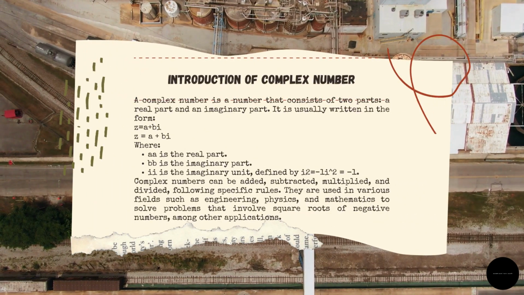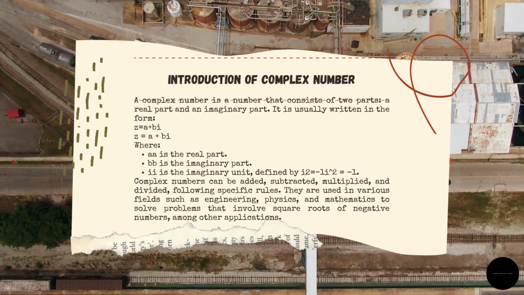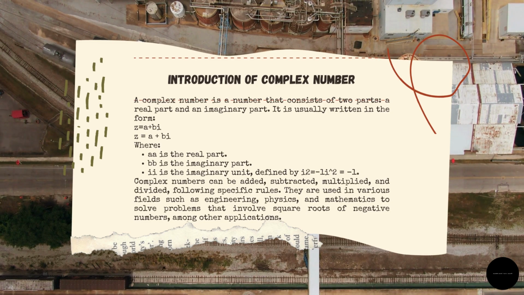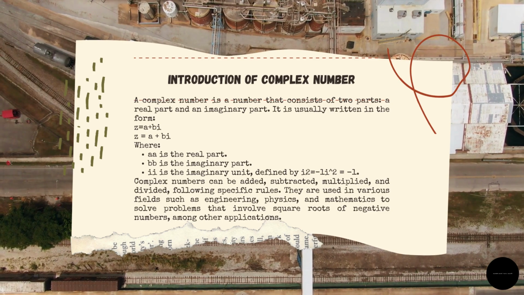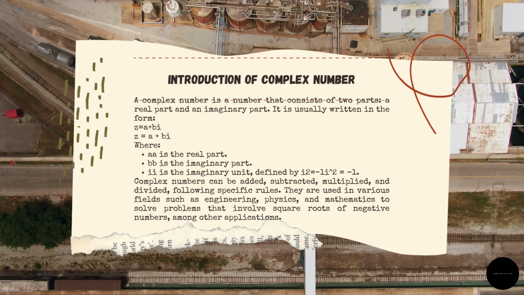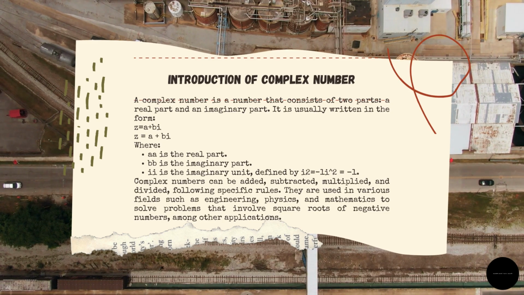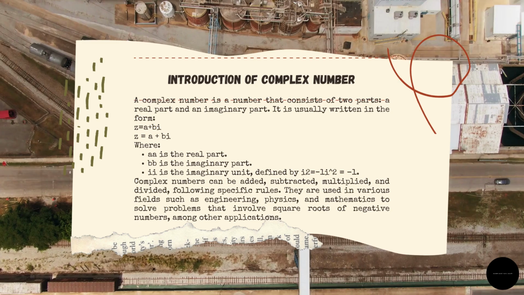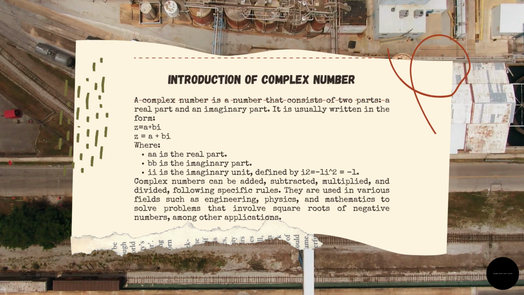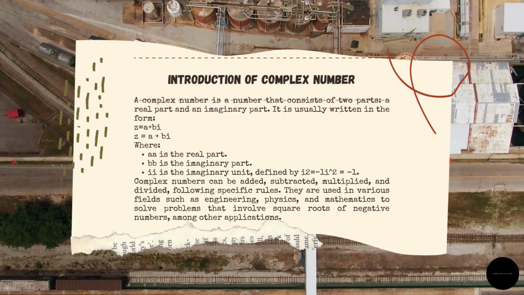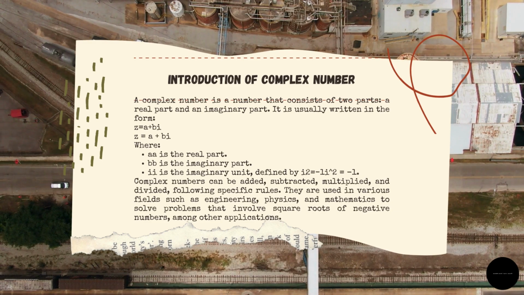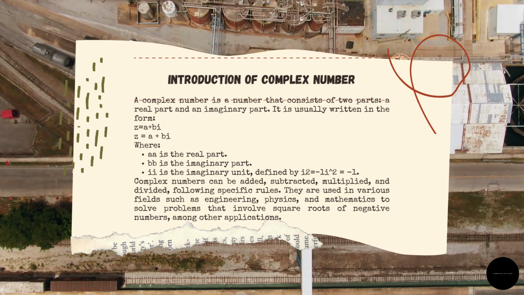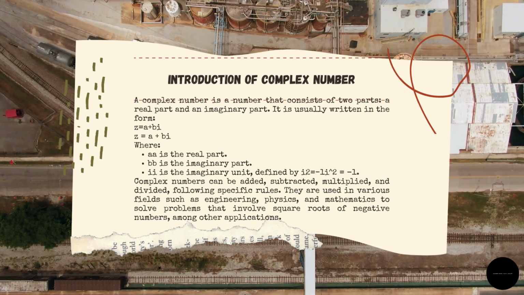Introduction of complex numbers. A complex number is a number that consists of two parts, a real part and an imaginary part. It is usually written in the form z equals a plus bi, where a is the real part, b is the imaginary part, and i is the imaginary unit, defined by i squared equals negative 1. Complex numbers can be added, subtracted, multiplied, and divided.